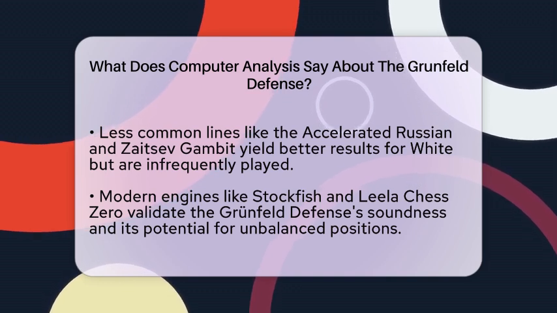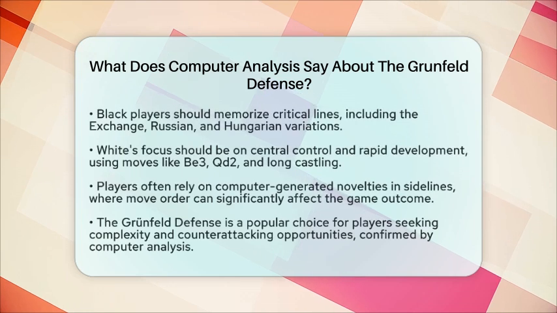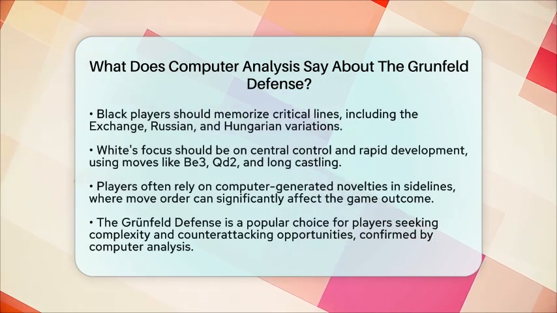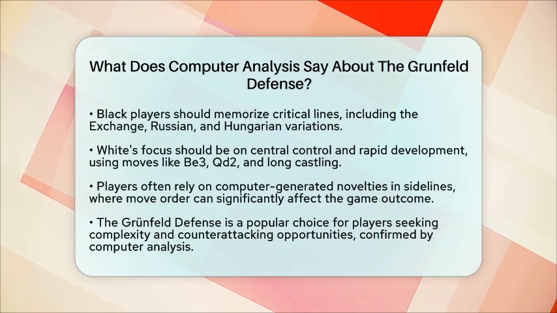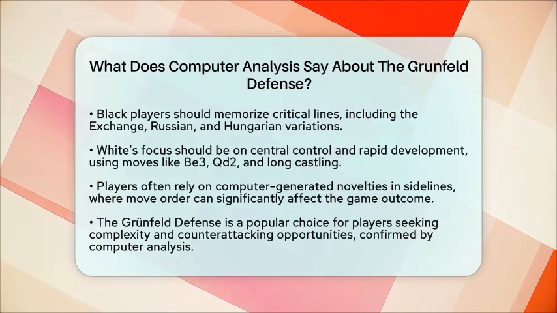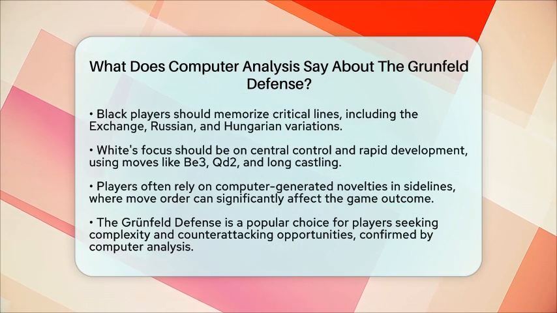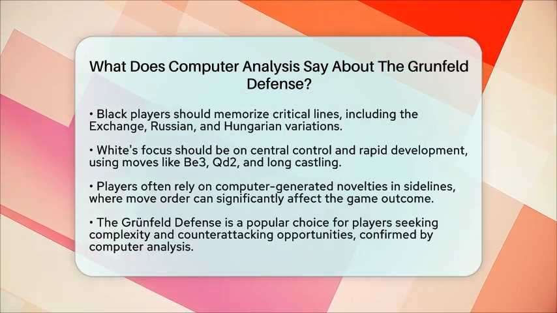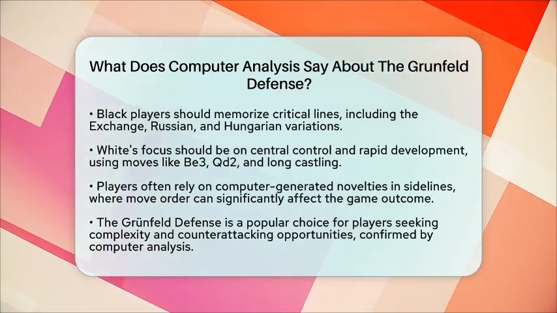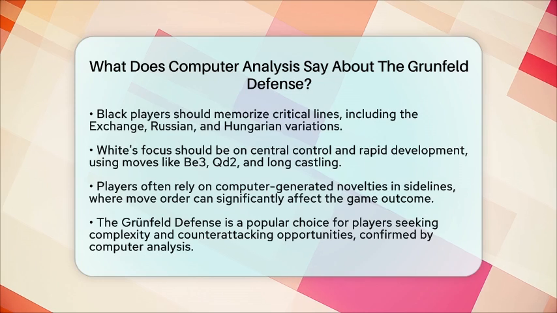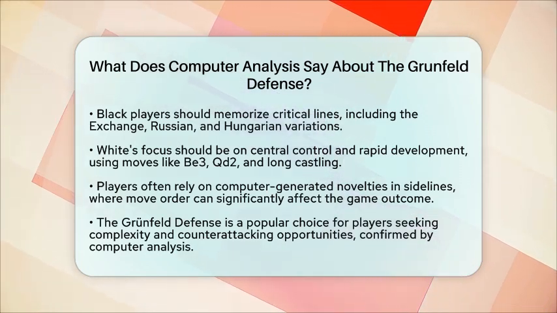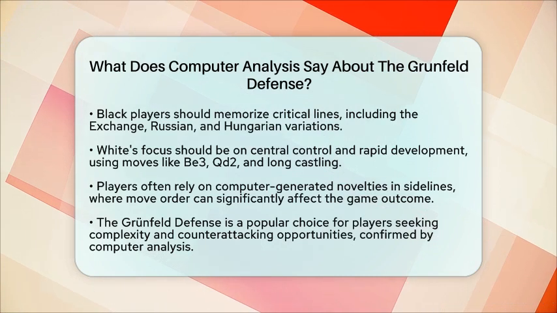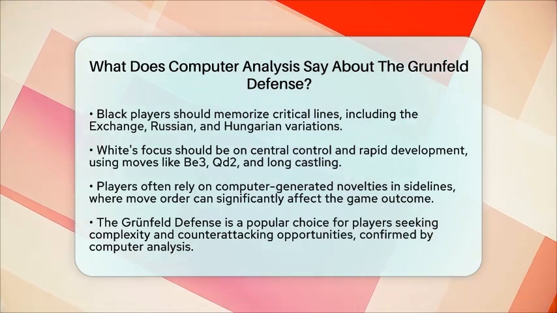On the other hand, white should focus on maintaining central control while neutralizing black's counterplay. Rapid development is key, often involving moves like Be3, Qd2, and castling long in the exchange variation. Lastly, many players today rely on computer-generated novelties, especially in sidelines like 5... Bg7, 6. Be3, and 7. Qd2.